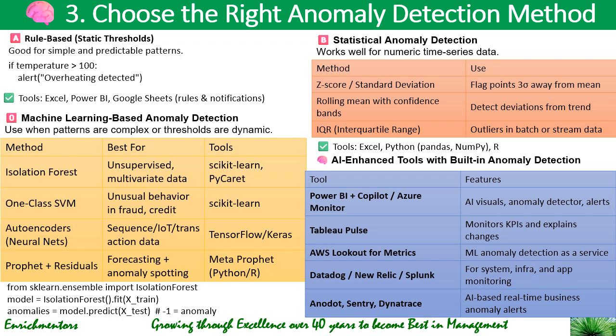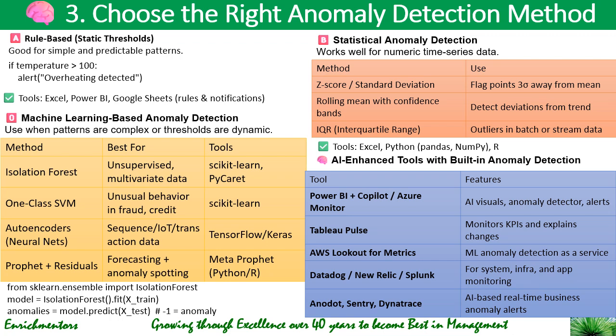Then you could use Tableau Pulse, which can monitor KPIs and explain changes. Or you could use AWS Lookout for Metrics, which has ML, machine learning anomaly detection as a service. Or you could use Datadog, New Relic, or Splunk, which is for systems, infra, and app monitoring. And then the last one we talk about here is Anodot, Sentry and Dynatrace, which is an AI-based real-time business anomaly alert. So there are a variety of tools available based on the complexity or simplicity of the work.